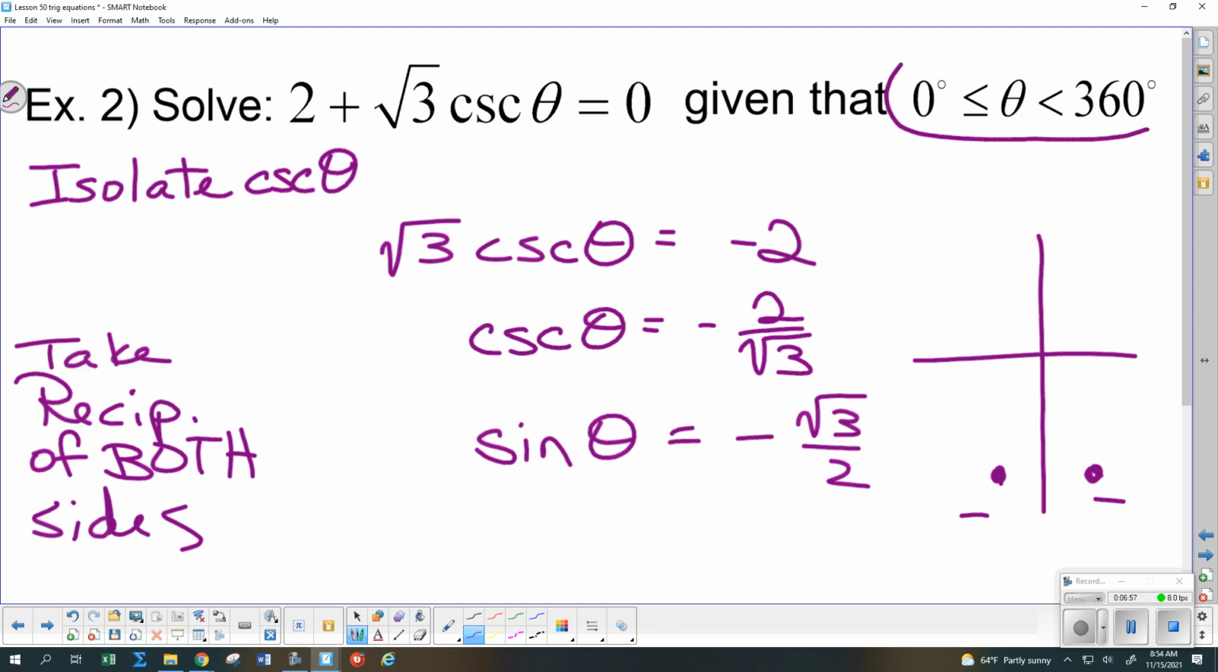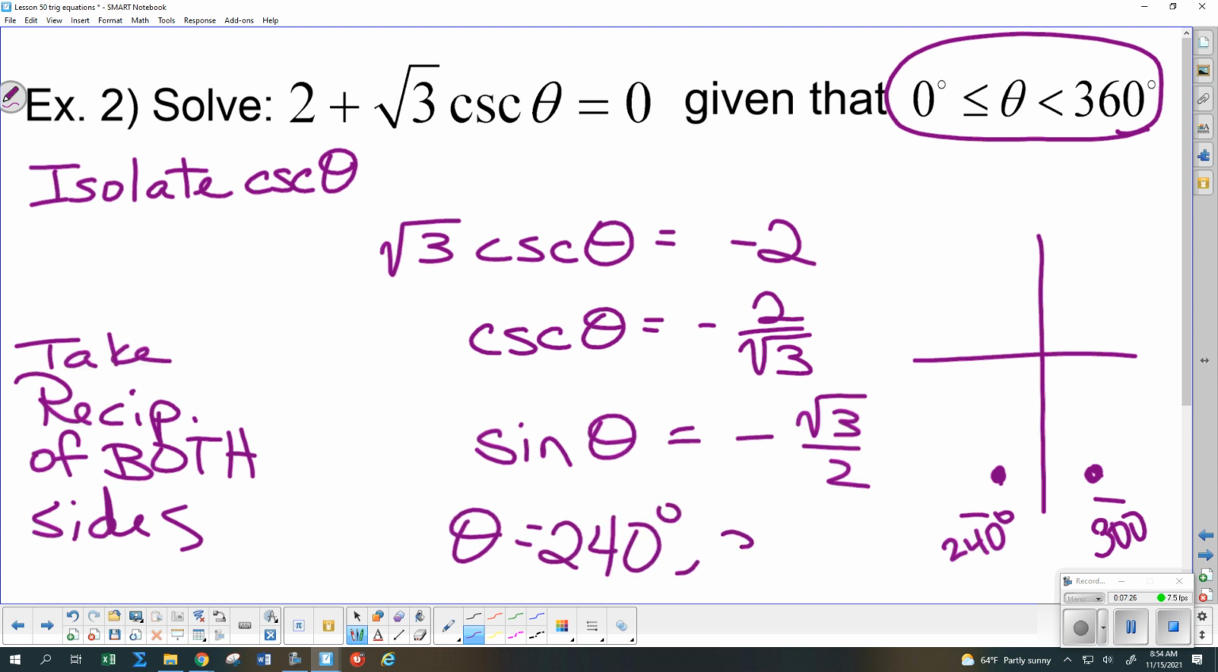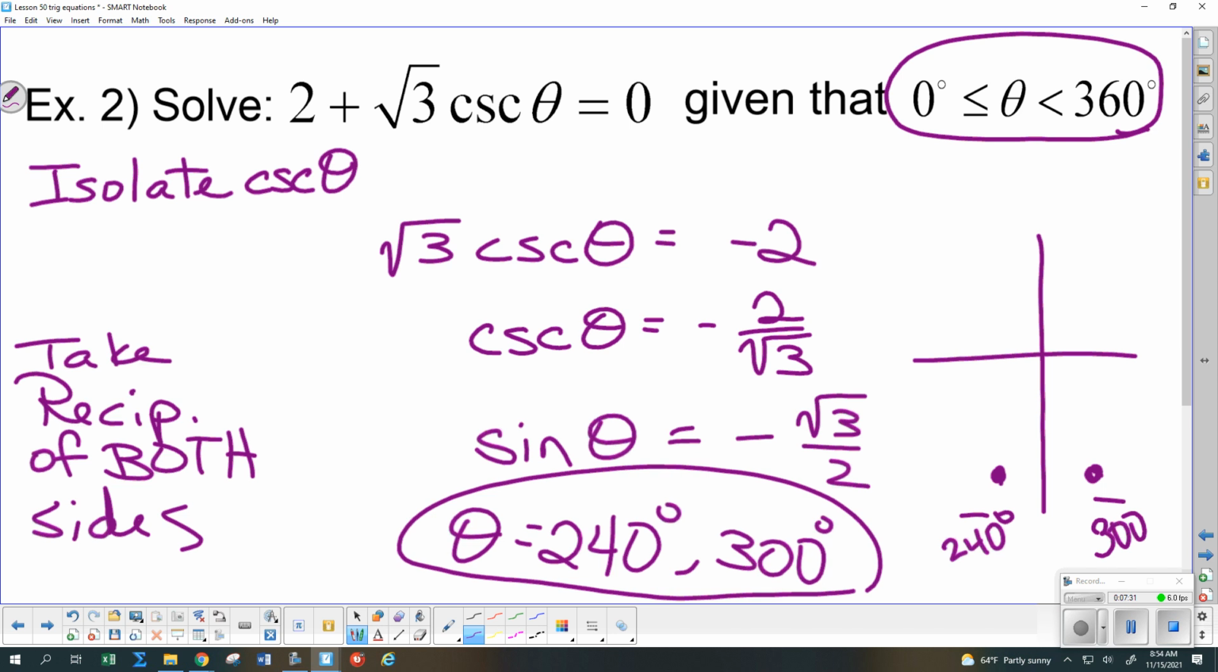My restriction is degrees, not radians. Positive direction, 1 time around the unit circle. So Kate, how many degrees would I be at if I am right here? And what about if I am over here, Jack? So that one would be 300. So those are my 2 answers, and I say theta is 240 degrees, 300 degrees, and be sure you remember your degree signs on these to show that it's definitely not radians.